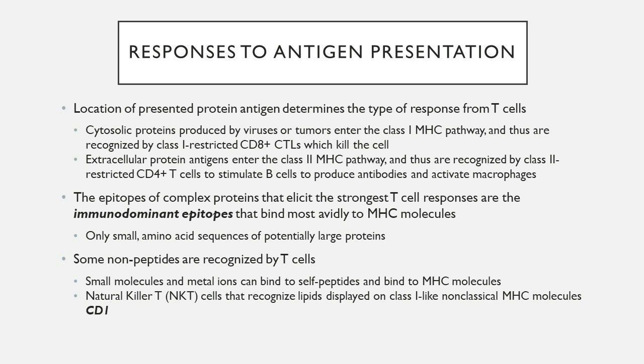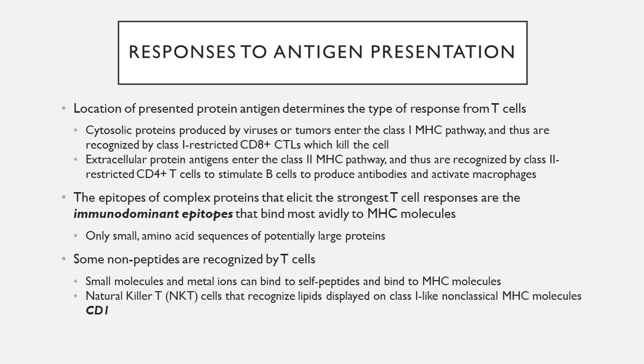Now these cells help other cells like B cells produce antibodies or activate macrophages to sort of indirectly kill that pathogen. Also, something that wasn't really discussed in this chapter is that only a small portion or epitope/determinant of a complex protein might elicit the strongest T cell response. And we call these epitopes the immunodominant epitopes. And it's no coincidence that these epitopes are ones that bind most avidly, that is to say with the highest affinity, to these MHC molecules.